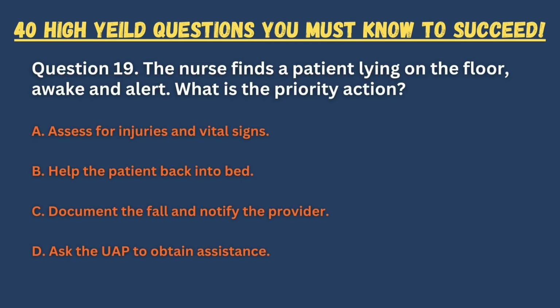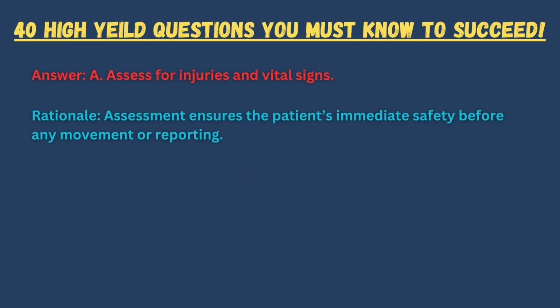Question 19. The nurse finds a patient lying on the floor, awake and alert. What is the priority action? A. Assess for injuries and vital signs. B. Help the patient back into bed. C. Document the fall and notify the provider. D. Ask the UAP to obtain assistance. Answer: A. Assess for injuries and vital signs. Rationale: assessment ensures the patient's immediate safety before any movement or reporting.